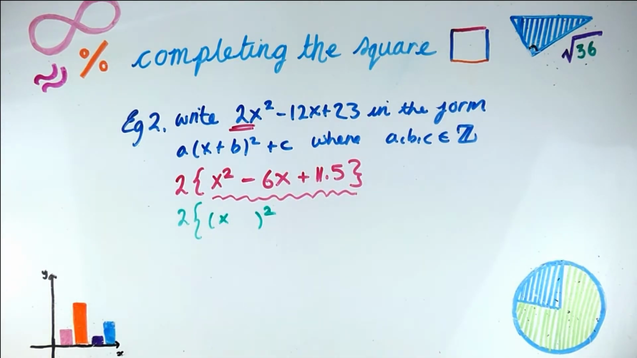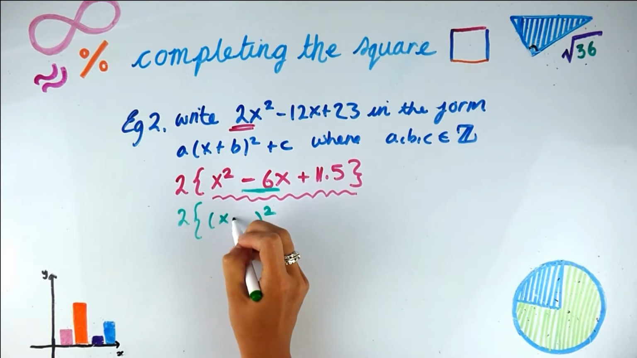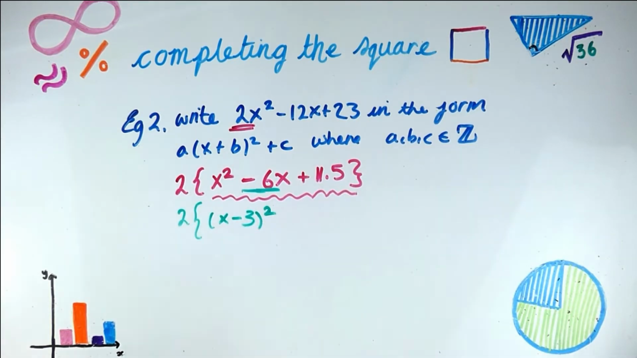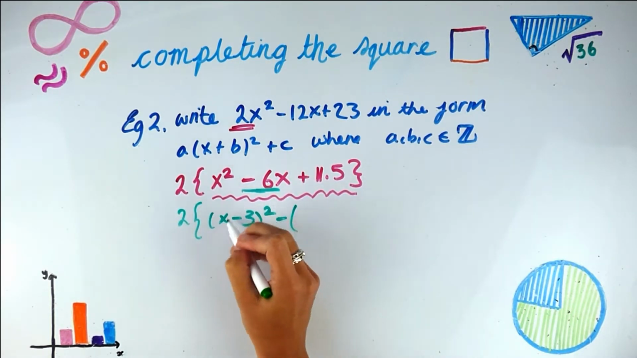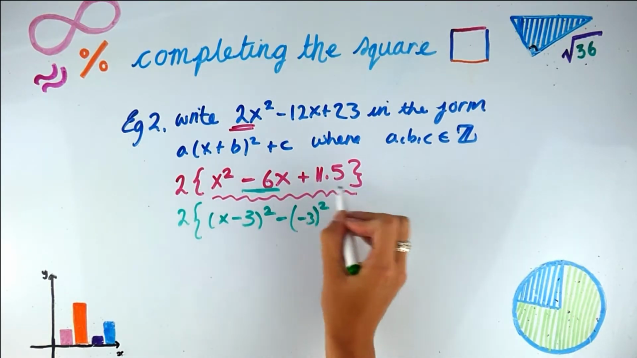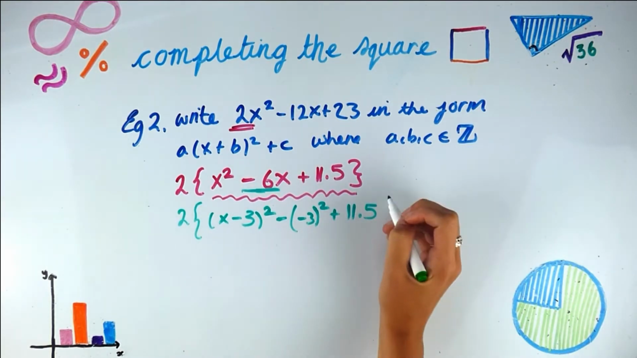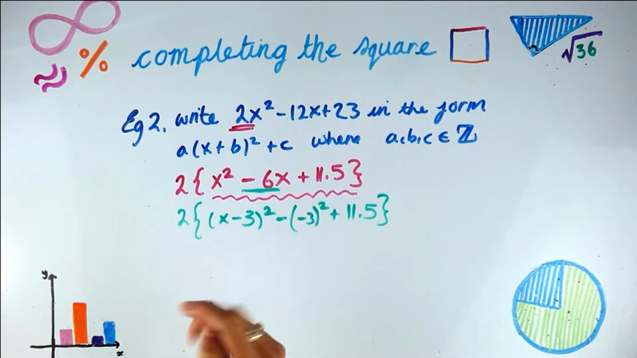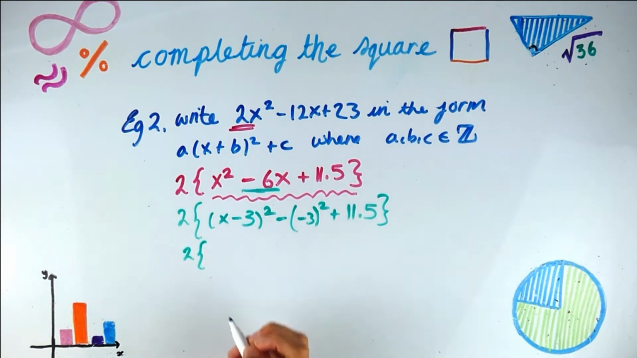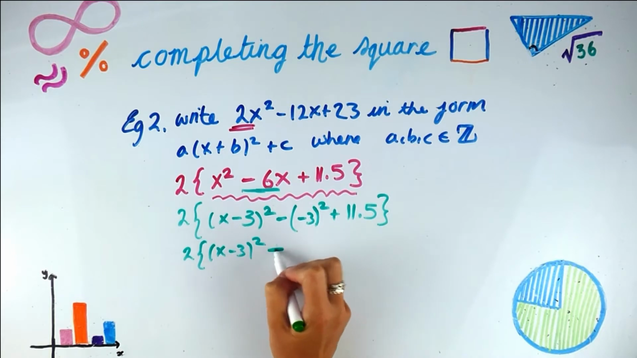What we put there is half of the x coefficient, which here is minus 6, so minus 3. Then we subtract whatever this number here is and square it, and then we just add on this last c value here. And then that is all multiplied by 2. That's the catch here.